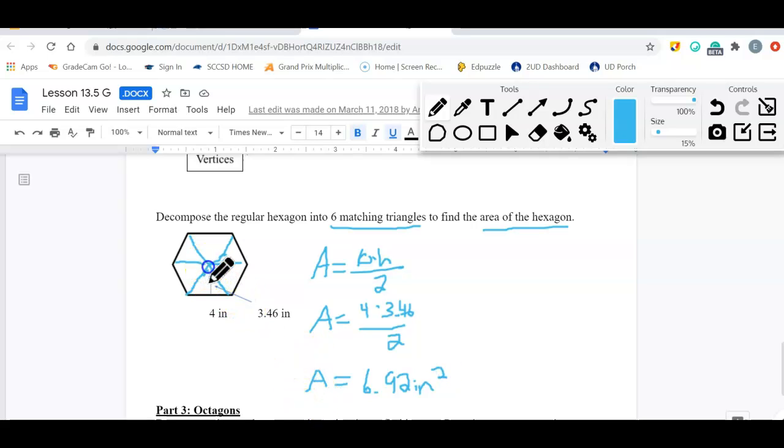Again, this is just this triangle. We know that these are all equal to each other, so I have to multiply this by 6. So the area of the hexagon equals 6.92 times 6, which we should get 41.52 inches squared.